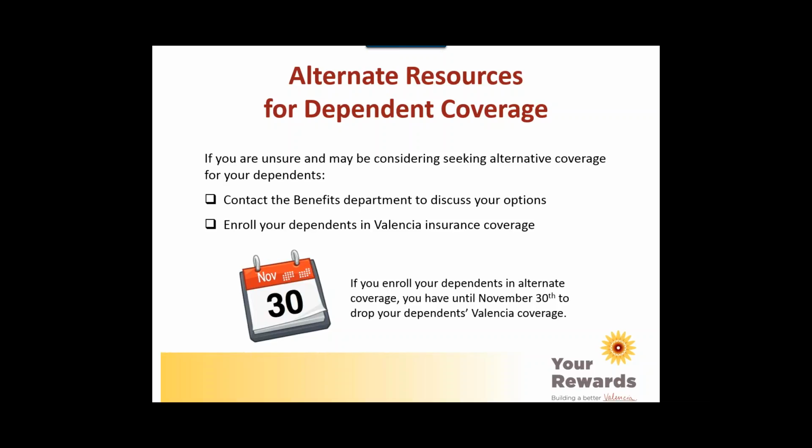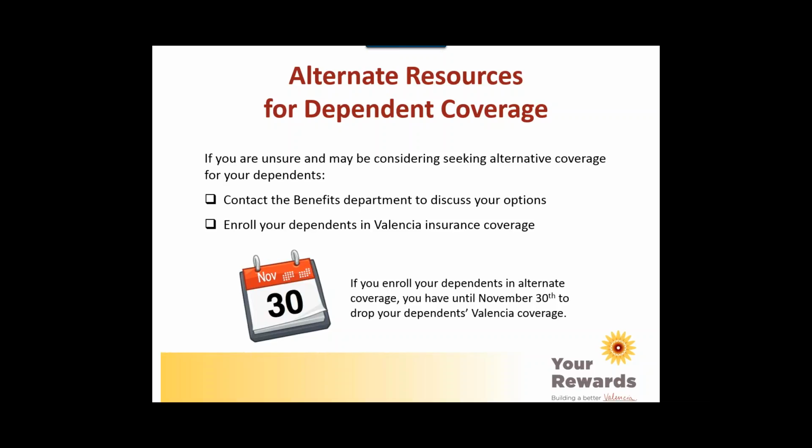We're just asking that if you are unsure about what you want to do and you might be considering seeking alternate coverage for your dependents, then the first thing we ask you to do is just reach out to us in the benefits department to discuss your options. We'll talk with you about that, and we just want a heads up to know this is what you're doing. If you're unsure, the second thing that you want to do is go ahead and enroll your dependents in Valencia insurance coverage, just to make sure that they do have some sort of coverage.